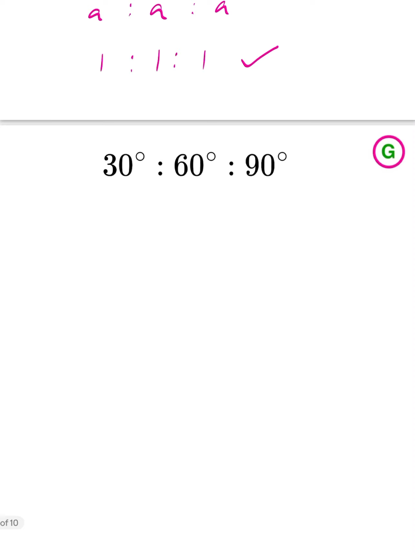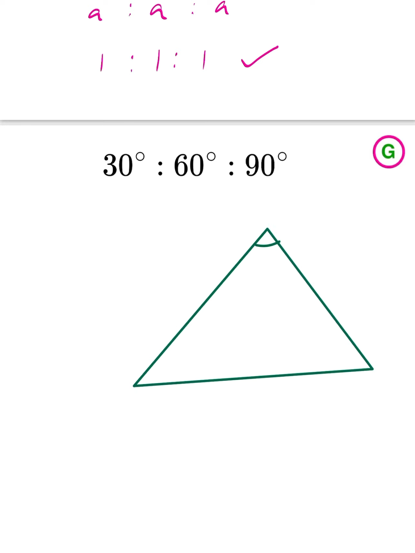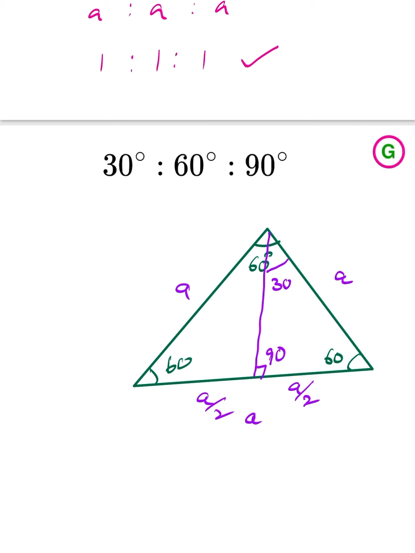Now come to the 30-60-90 ratio. Here you can take a triangle with 60 degrees, 60 degrees, and 60 degrees. Now you can take the angle bisecting line. This is 90 degrees, side a. So this is the 90 degrees, which means the total side is a; this is a by 2, and this is a by 2. The angle bisecting line equally divides the angle, so this is 30 degrees and this also will be 30 degrees.